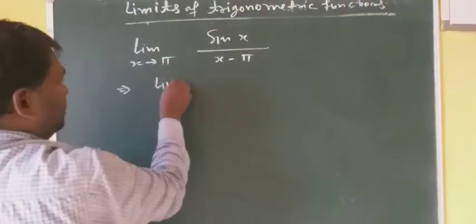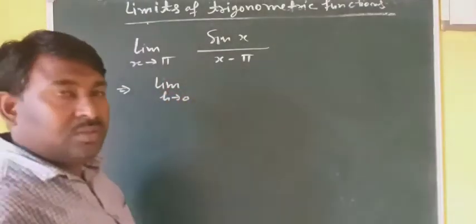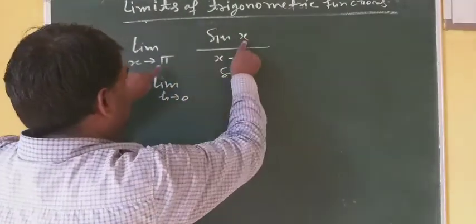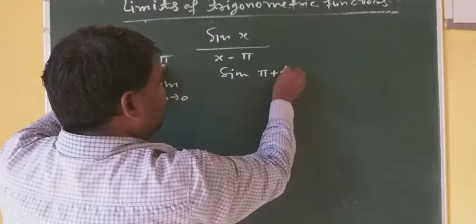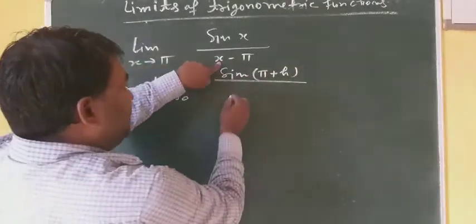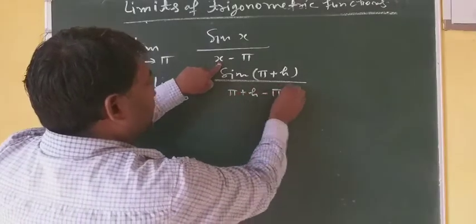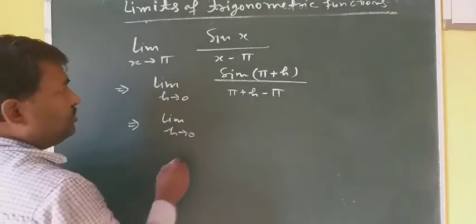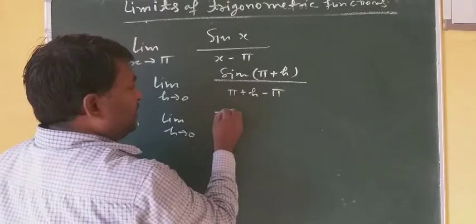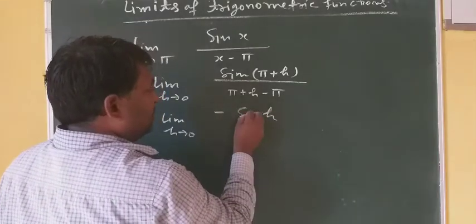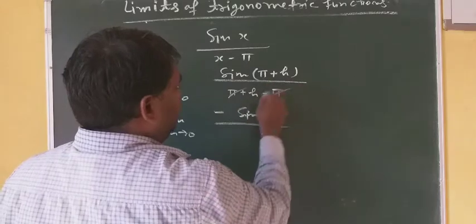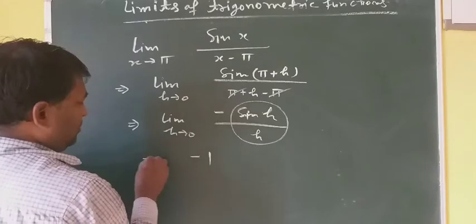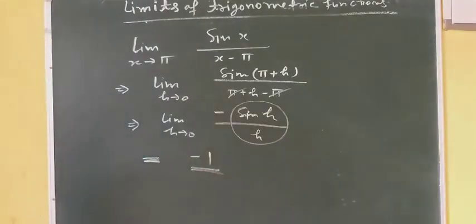Again, limit x tends to pi, so at the place of x, putting pi plus h. In sin, at the place of x it is sin of pi plus h, upon pi plus h minus pi. So it becomes limit h tends to 0, sin of pi plus h is minus sin h, upon h, since pi cancels out. Sin h upon h is 1, so here it is minus 1. So minus 1 is your answer.